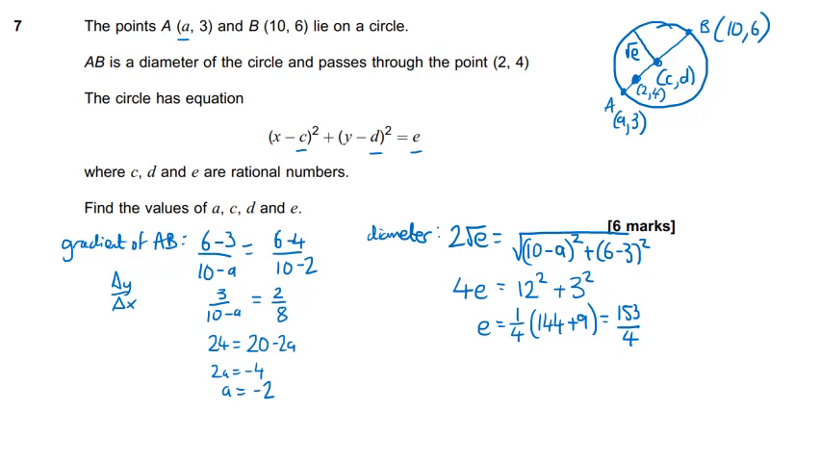Now we still need to find c and d, but c and d is just the midpoint. I'll do a different colour. So if we use the midpoint of the line between A and B, that will allow us to find c and d now. So c is just the average of the x values, so it's going to be the average of 10 and a. So a was minus 2, so 10 minus 2 is 8, divided by 2 is 4. And d is the average y value, so the average of 6 plus 3, which is 9 over 2. Okay, there we are, done.